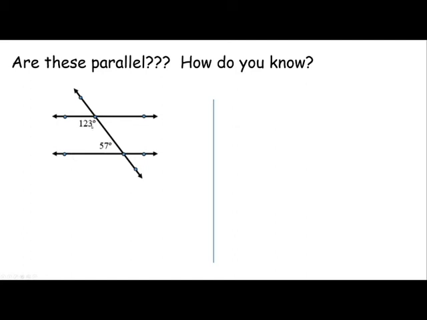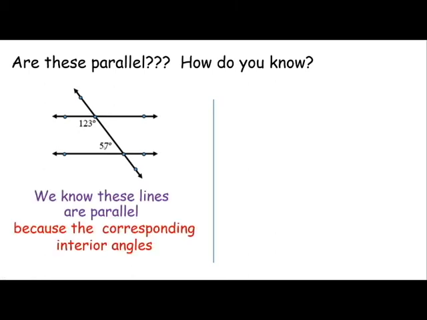I look at these. I can see they are between the parallel lines. They're on the same side of the transversal. These are going to be corresponding interior. If the lines are parallel, this is obtuse and this is acute, they should be supplementary or 180. 123 plus 57 is 180, so I would say, yes, these lines are parallel because the corresponding interior angles are supplementary.